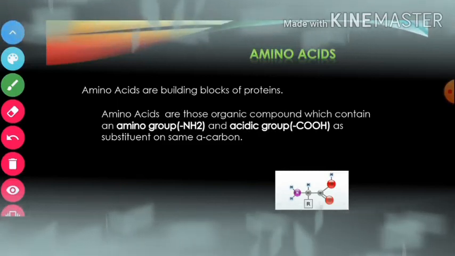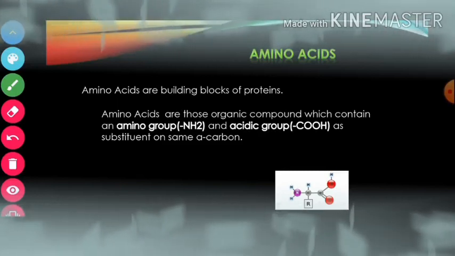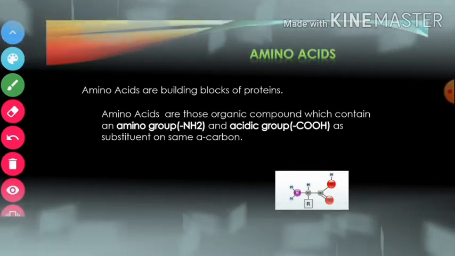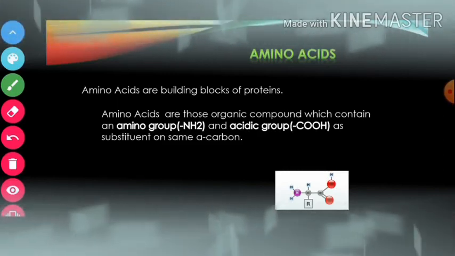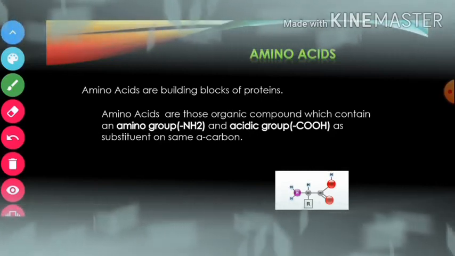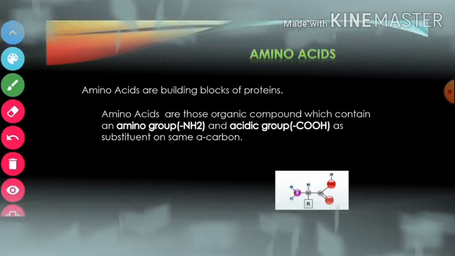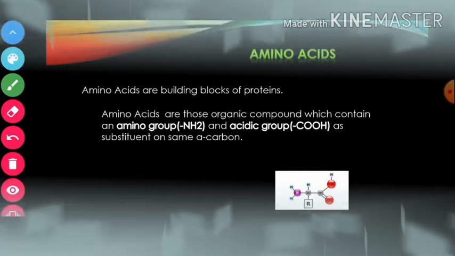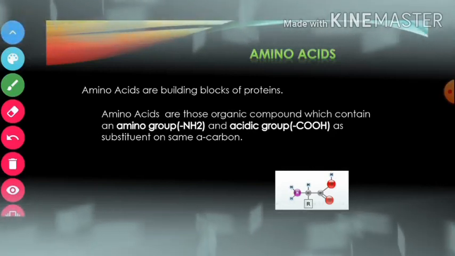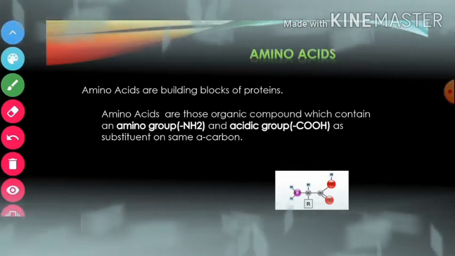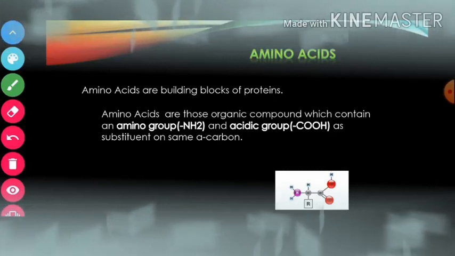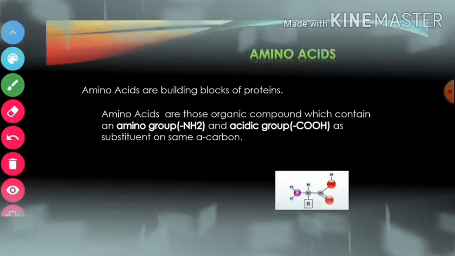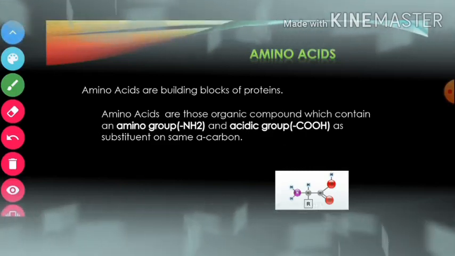Children, amino acids are the building blocks of protein. There are around 20 amino acids that are normal components of a cell protein. And amino acids are those organic compounds which contain an amino group, that is NH2, and an acidic group, that is COOH, as the substituent on the same alpha carbon. Right?